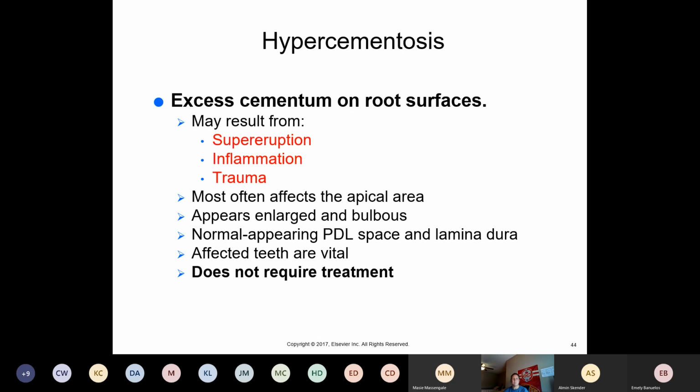Hypercementosis most often affects the apical area of the tooth. It looks like a big bulbous growth, kind of. The PDL appears normal, and the lamina dura appears normal. These teeth are vital, and it does not require treatment.